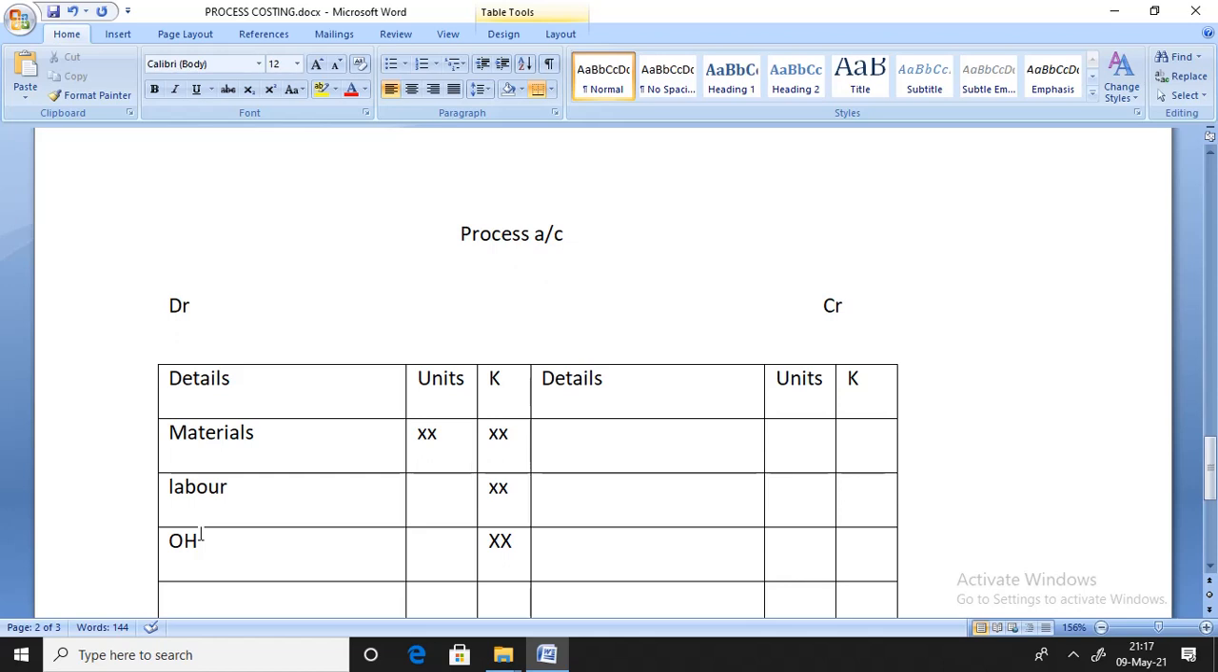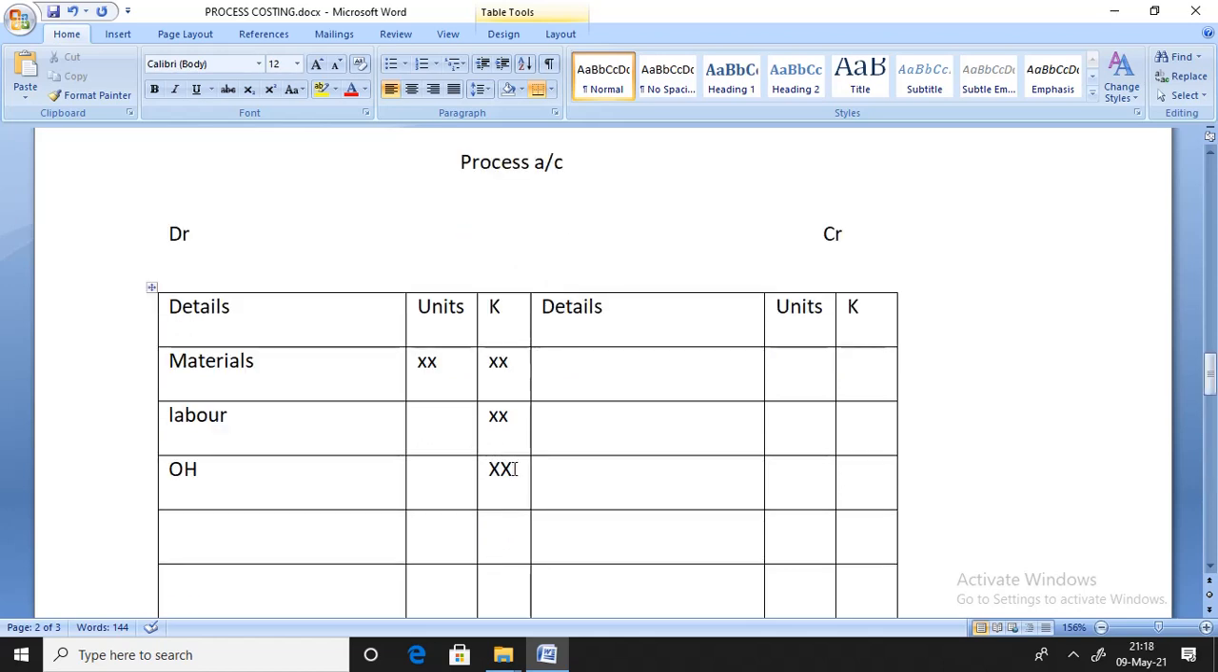Now, I said two things might arise when you're dealing with losses, the differences between actual output and the units you started with. First of all, we say there is normal loss, which is the expected loss. That expected loss will be recorded on the credit side of the process account. Secondly, we have an abnormal loss, which is the excess loss over the expected loss, recorded on the credit side of the process account as well.